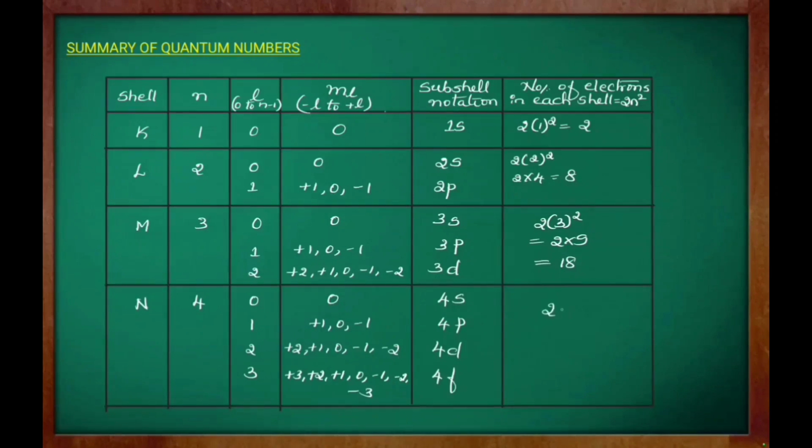Total number of electrons is given by 2n square, n is 4, so it is 2 into 4 square, 2 into 16 and the total number of electrons is 32. So this table summarizes the values for different quantum numbers belonging to K, L, M and N shell. And in the same way we can continue for the other shells also.